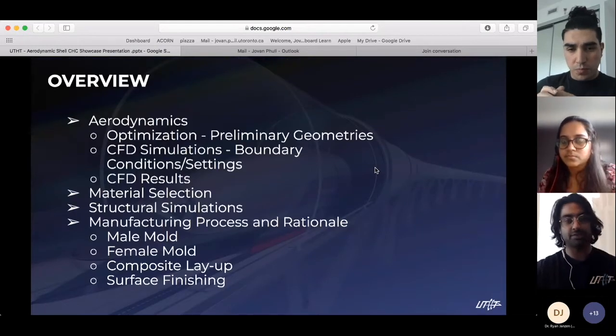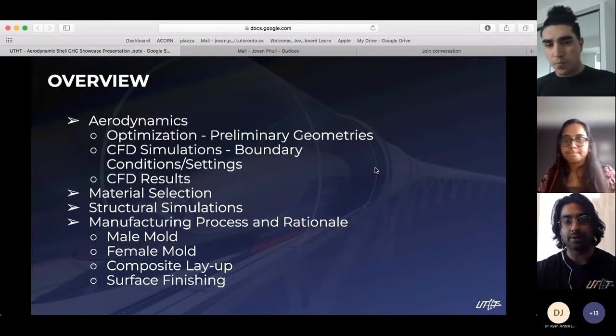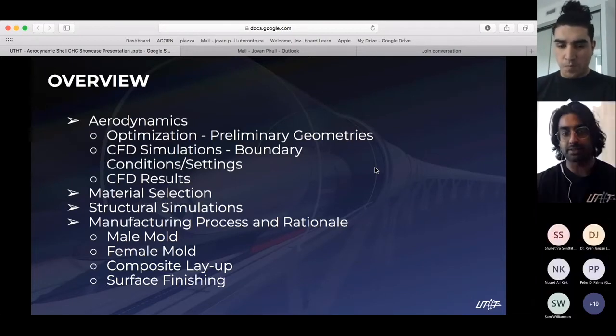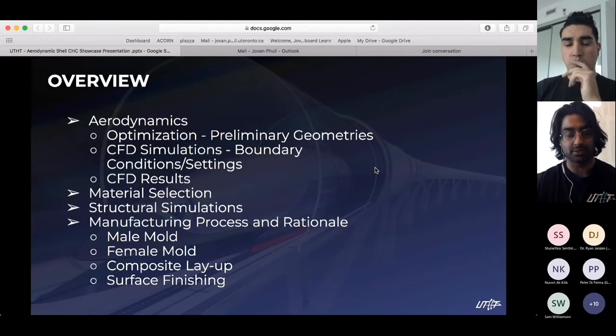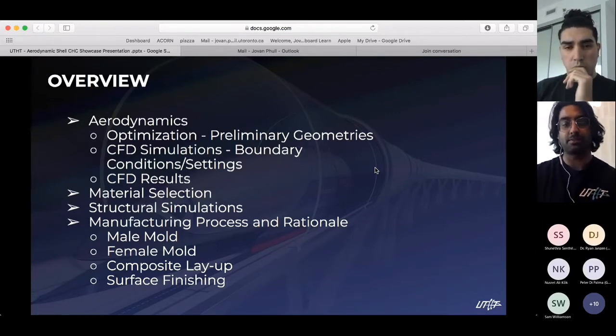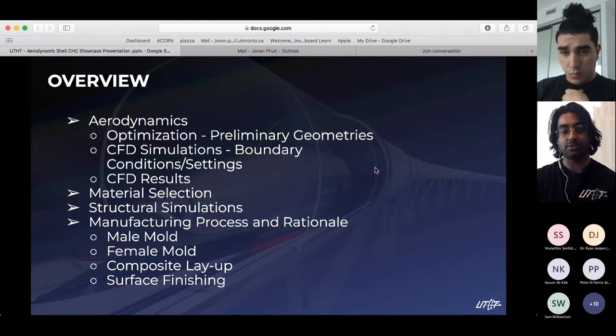So a quick overview of this presentation. We'll start with the aerodynamics part. We'll go into how we optimized our aerodynamics, what we did specifically for our simulations, as well as the results of those simulations. We'll also go into the material selection for the pod, as well as the structural simulations that went along with those. And then lastly, we'll take you into our manufacturing process, which is currently still in progress. So that's kind of exciting there.